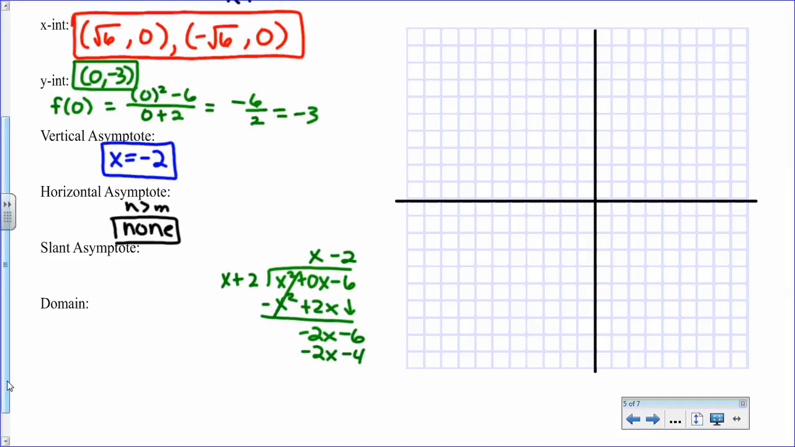So really from here, you don't need to finish because you don't care about your remainder. You're only looking for the quotient. And if you want to go ahead and write it down, that's fine. But we are looking for this. So the equation is y equals x minus 2. You have to add that y equals part.